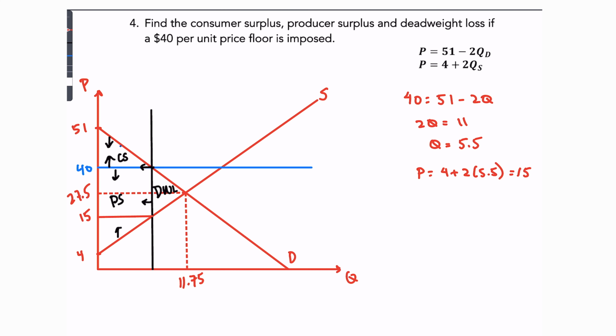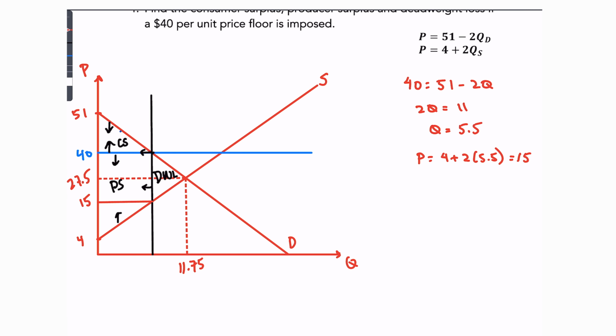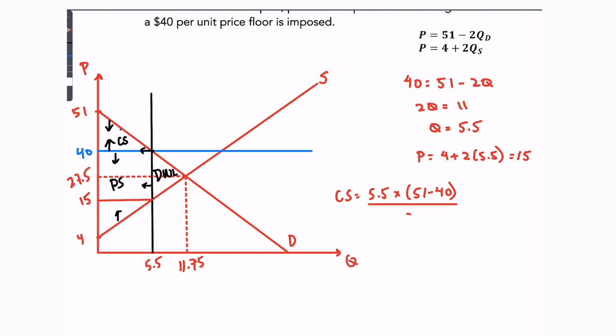Great. So I'm going to use just a basic triangle formula for consumer surplus. So I know that the quantity here was 5.5. So 5.5 multiplied by the difference between 51 and 40. All that divided by 2. So the consumer surplus now becomes only 30.25.